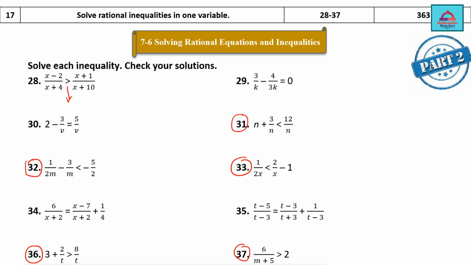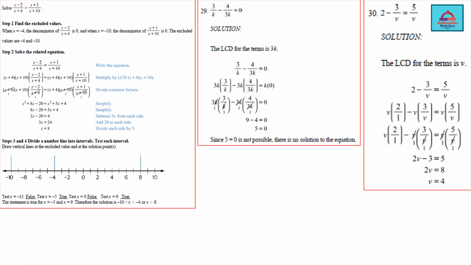Okay, so we are now going to solve these questions one by one. And the concept that we are going to be using is the excluded values for the inequalities and LCM for the equations. So let's do questions 28, 29 and 31 in the next slide.